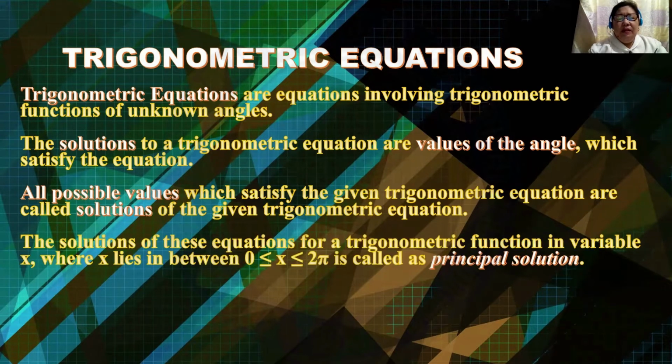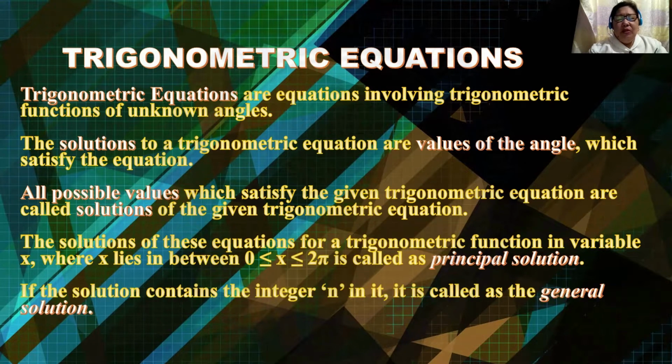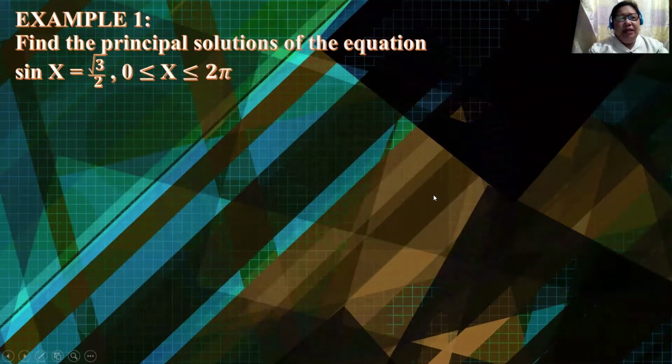The solutions of these equations for a trigonometric function in variable x, where x lies between 0 and 2 pi, are called the principal solution. If the solution contains the integer n in it, it is called the general solution. Let us have an example.